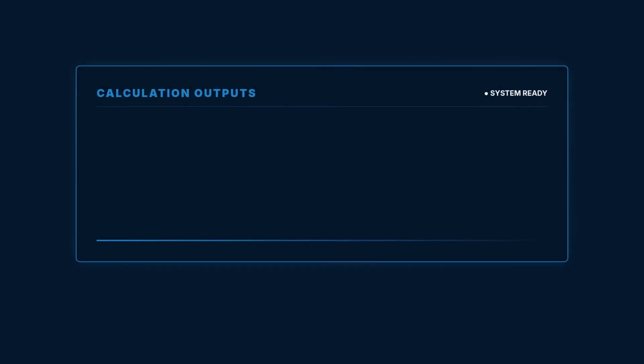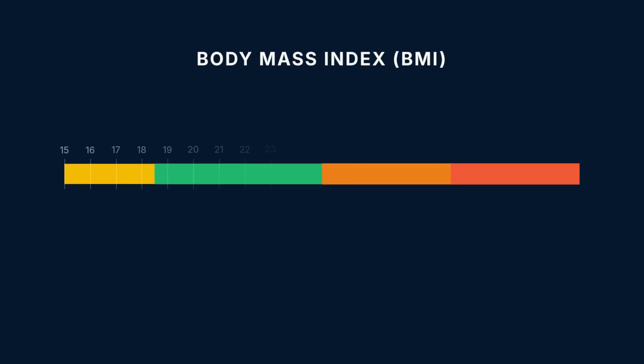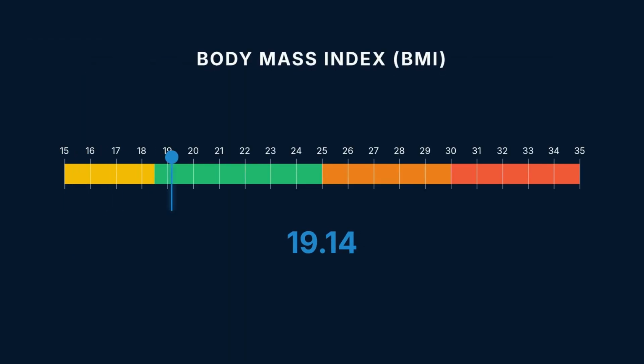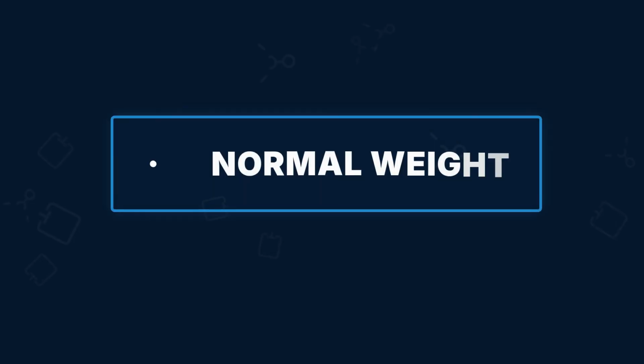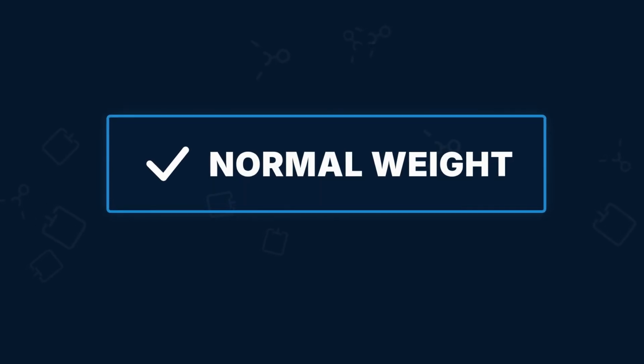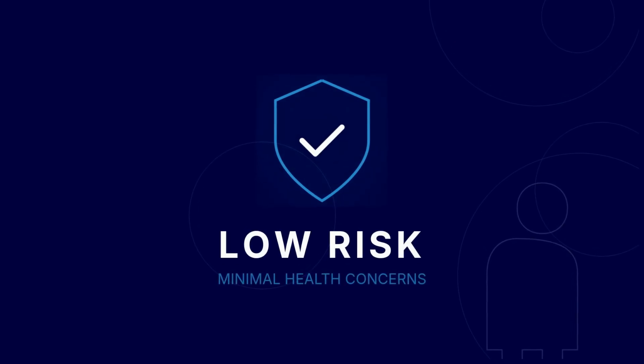After clicking Calculate, the results show BMI 23.02 kg/m², category normal weight, and health risk low risk, optimal health range. The BMI of 23.02 falls within the normal range of 18.5 to 24.9, indicating a healthy weight-to-height ratio. The normal weight category confirms this is within standard guidelines, while the low-risk designation means minimal health concerns related to weight. This tool simplifies BMI calculations for quick health assessments.